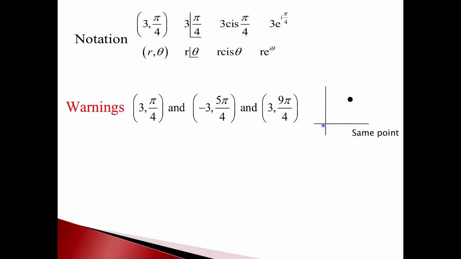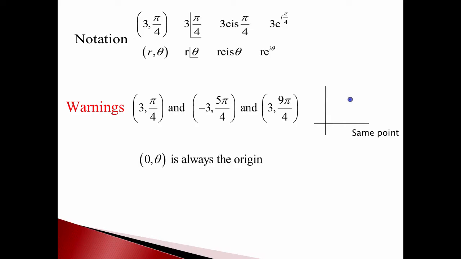What also happens is I could go 3 positive units, but go 9 pi over 4. That means I start here on the positive x-axis with theta equal to 0. I go around past pi over 2, pi, 3 pi over 2, 2 pi, which of course would be 8 pi over 4. Then go one more pi over 4 to get to 9 pi over 4, and I end up at the same place, because what I've done is gone around a whole loop before I finally went my pi over 4 angle. So that makes working with polar coordinates a little bit tricky.